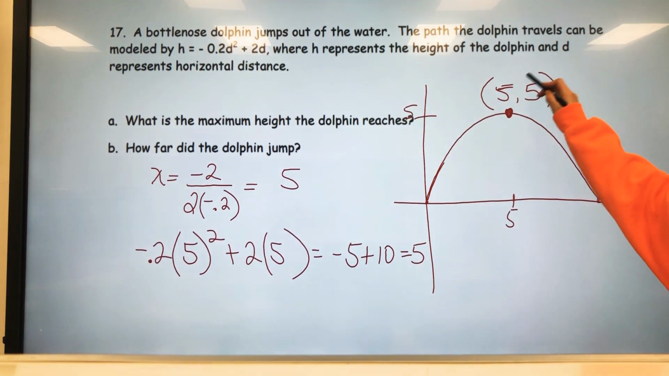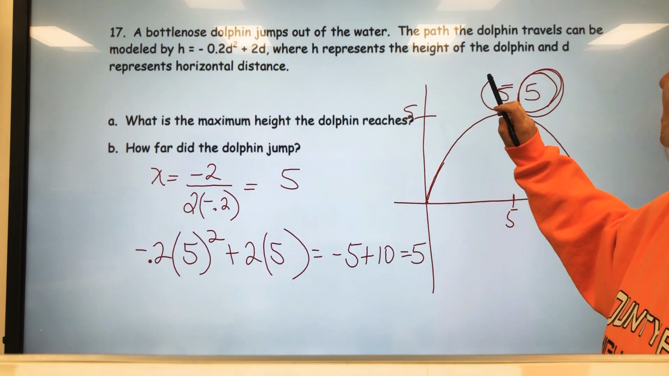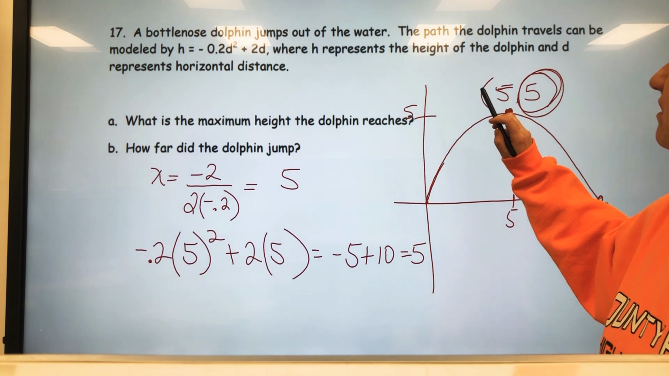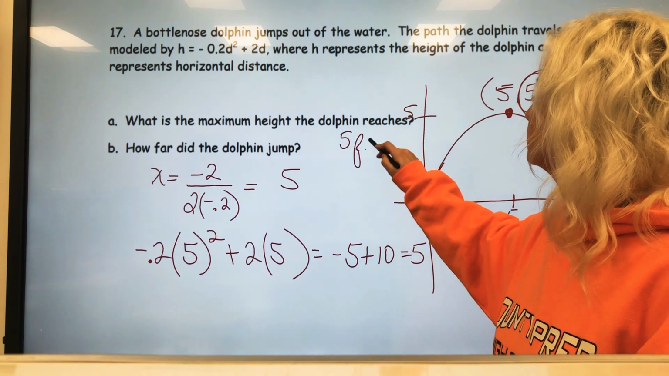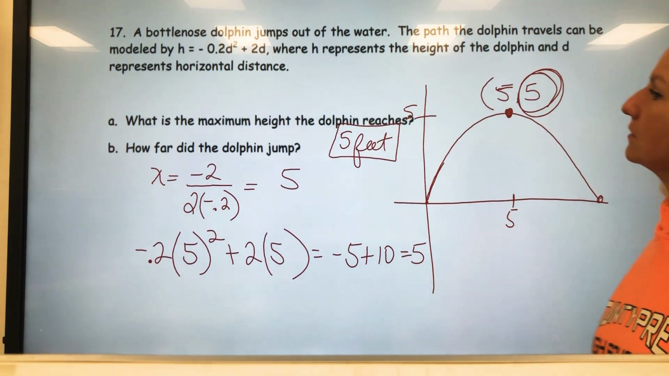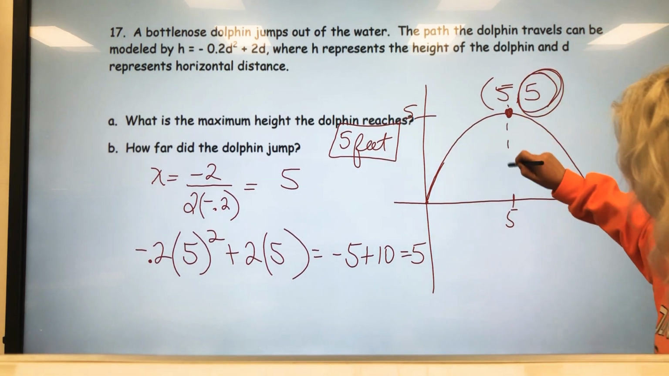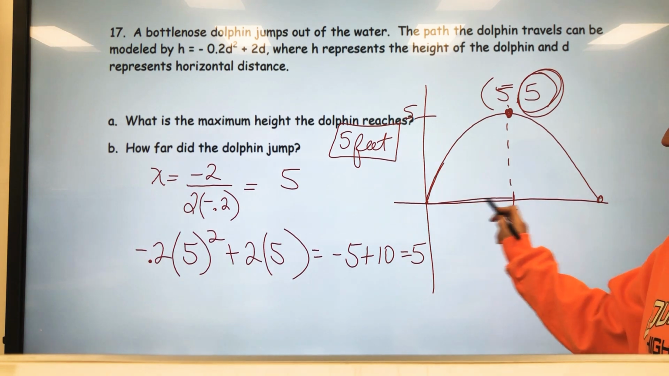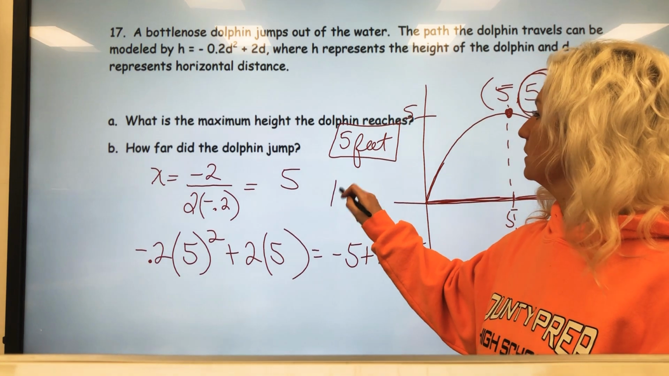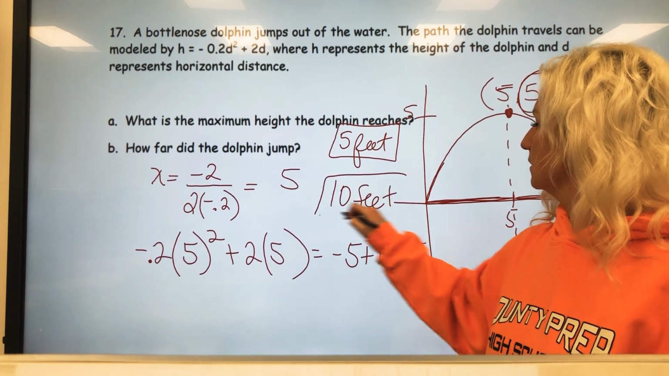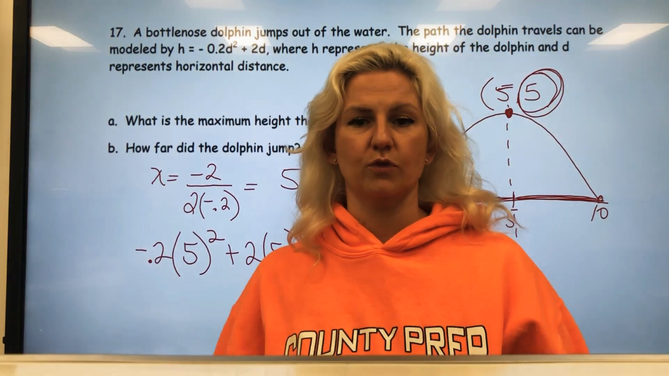So the maximum height of the dolphin is 5. Is it feet or what? Let's say feet, okay? So 5 feet. So how do I know how far? Well, this is your axis of symmetry, isn't it? So if I go 5 here, I'm going to go 5 here, so that means this is 10. So how far did my dolphin go? 10 feet. So 5 feet high and 10 feet horizontally.